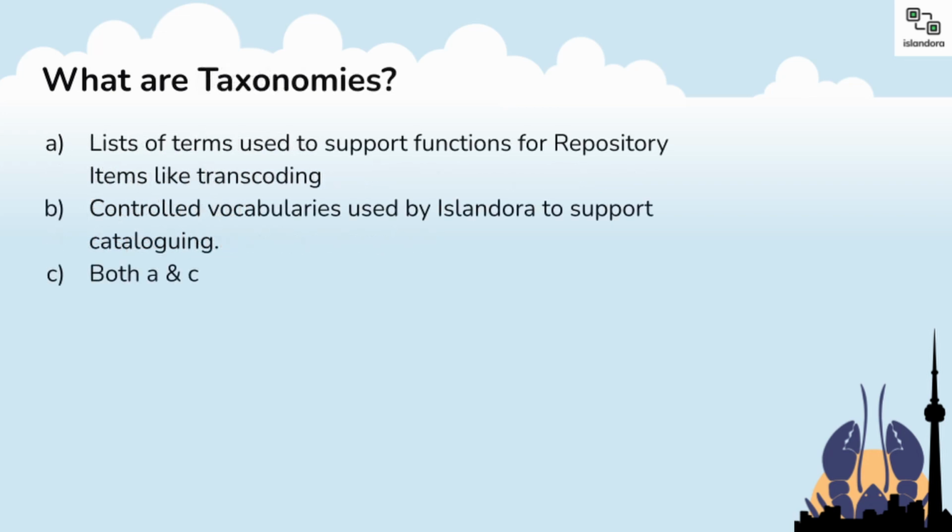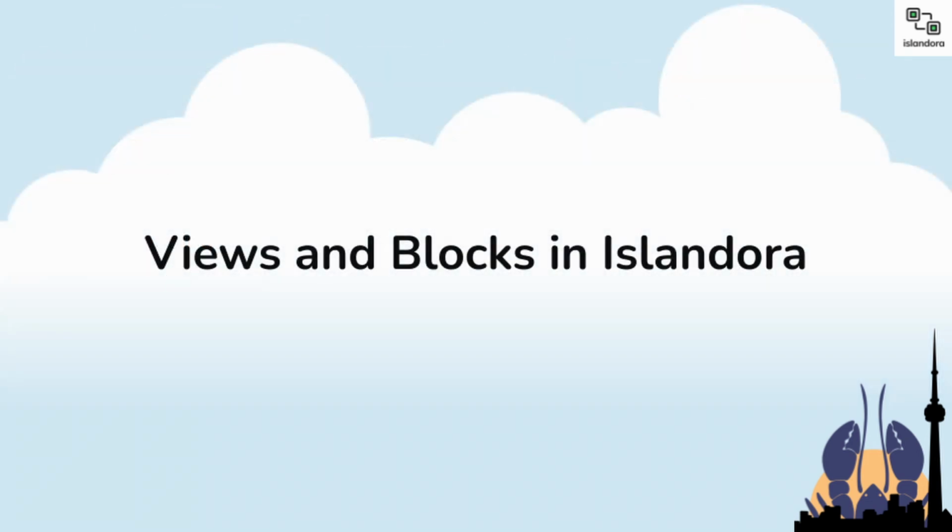And what are taxonomies? Lists of terms used to support functions for repository items like transcoding, controlled vocabulary used by Islandora to support cataloging, or both A and C? Is it A, B, or C? C, that's right. So that's the very fundamental thing I think that you need to know how to do this.